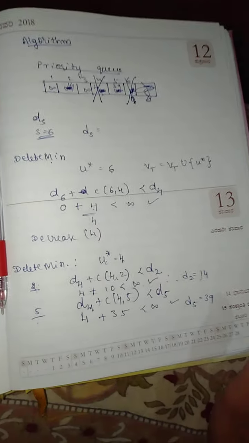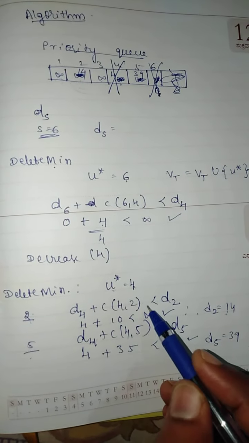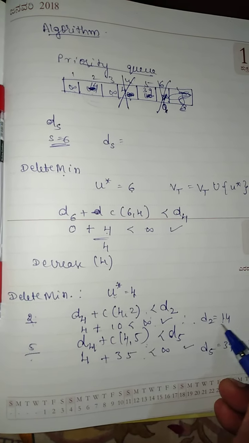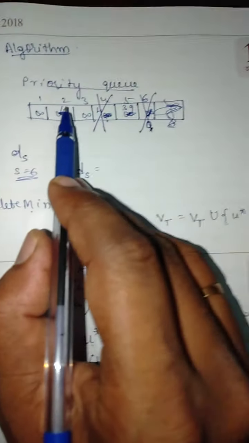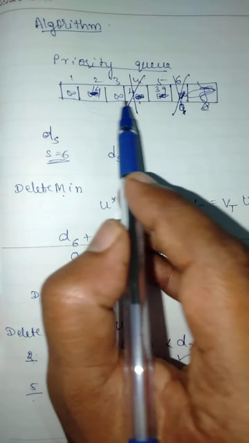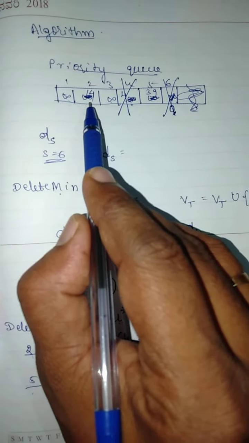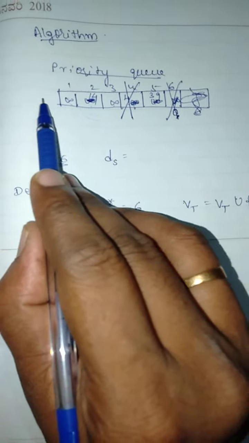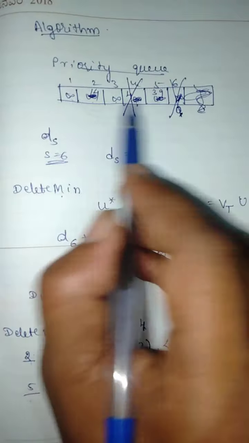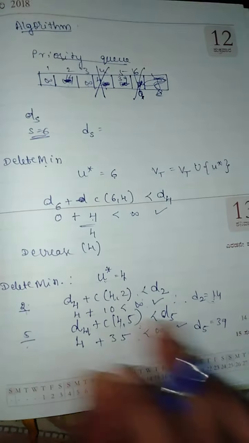Now we will have to select one node out of these two. Which node? It is node 2. Why? Because this cost is less. Therefore in the priority queue, how can we obtain it? It is very simple, because we will be applying the delete min operation. When you apply the delete min operation, you will get the node 2. You will not get any other node, isn't it? Okay, so now I will apply delete min operation.